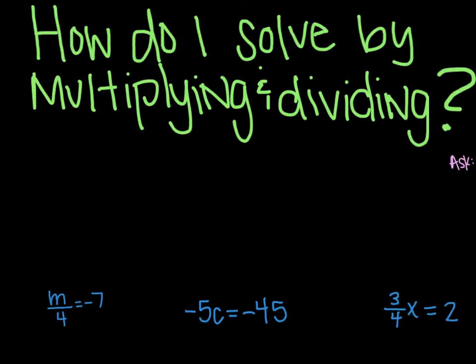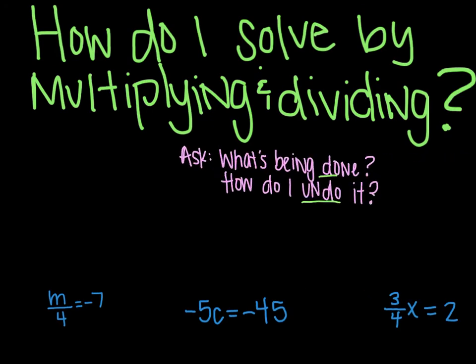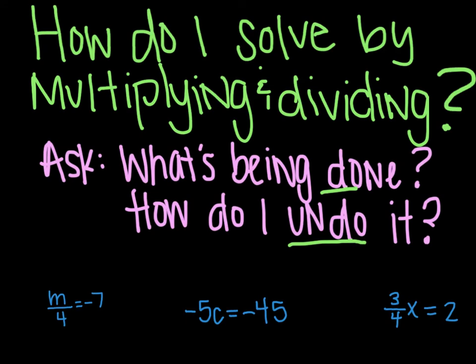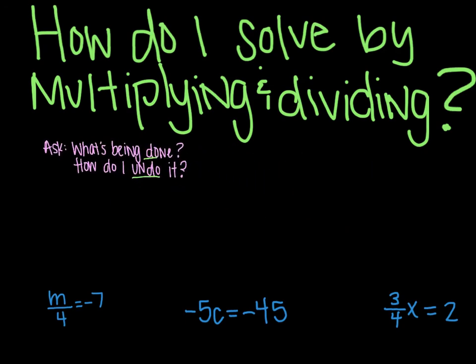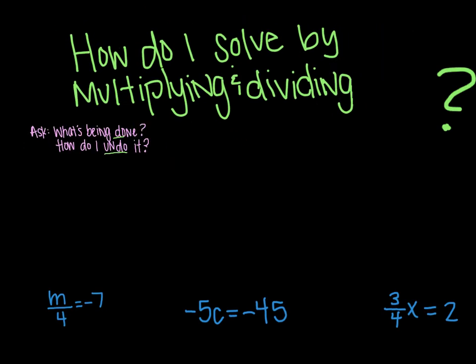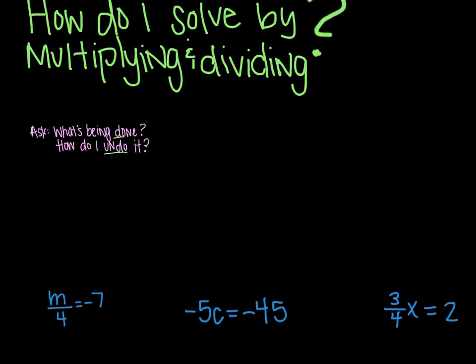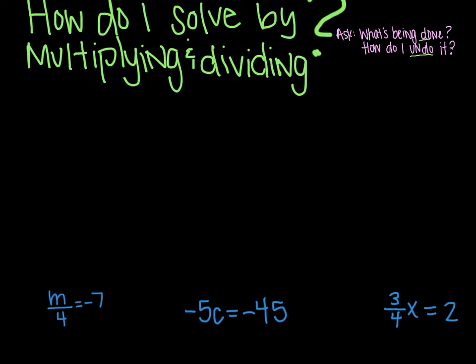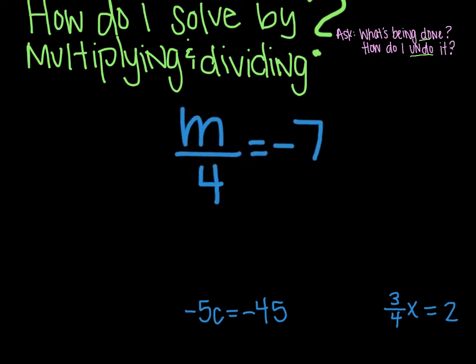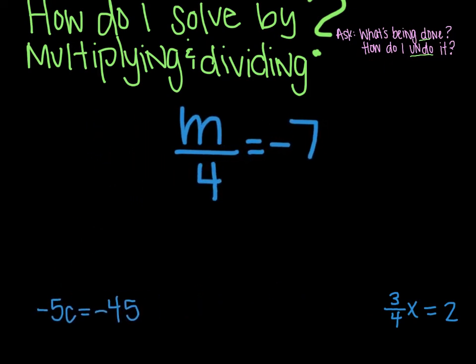The next one, how do I solve by multiplying and dividing? You're still going to ask yourself what's being done and how do I undo it. So do, undo is the phrase that you're going to be working with, and that is important as we solve these. So the first problem, m divided by 4 equals negative 7. You're still going to draw your river.